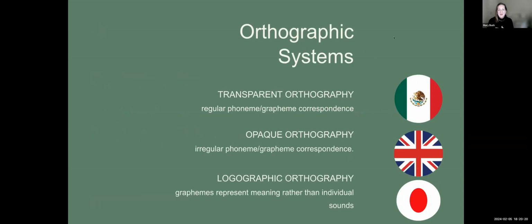But as I learned more about how that manifests itself within different orthographic systems, I learned that in a transparent orthography, where phonemes and graphemes have a regular correspondence, it's not nearly so difficult to make sense of things as it is in an opaque orthography like English, where we don't have any consistent correspondence between the phonemes and the graphemes. It's much more difficult. And then one other thing to consider is that in a lot of our school districts, we have children who come from a logographic orthography. In other words, those graphemes are representing meaning rather than individual sounds.